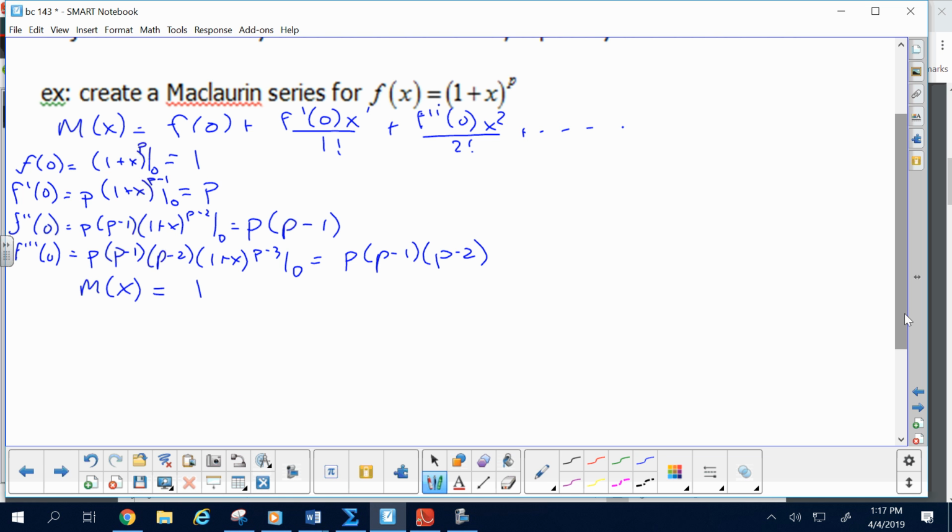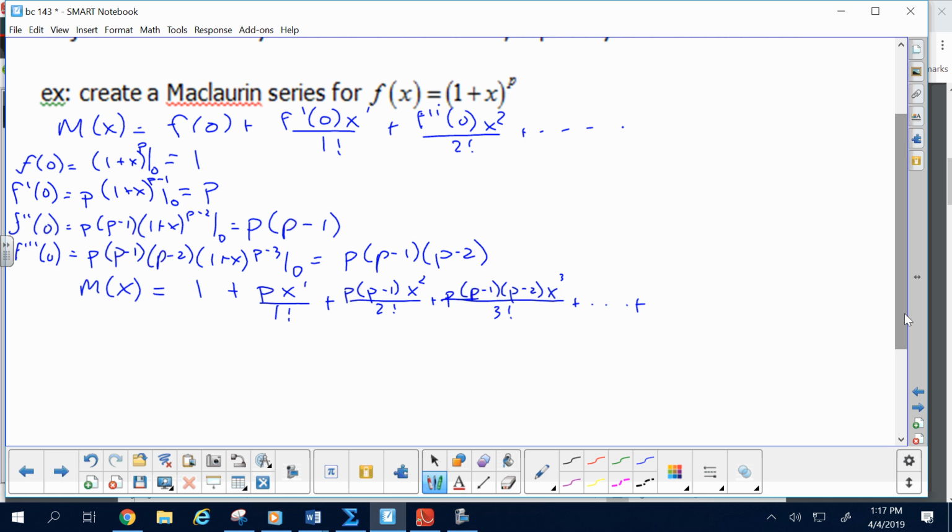All right, so cool. Then the next is f prime, which is p, x to the first over 1 factorial, plus p times p minus 1, x squared over 2 factorial. Let's do one more, p times p minus 1 times p minus 2, x cubed over 3 factorial. You tracking? Yes. All right. Give yourself a plus and a dot, dot, dot.